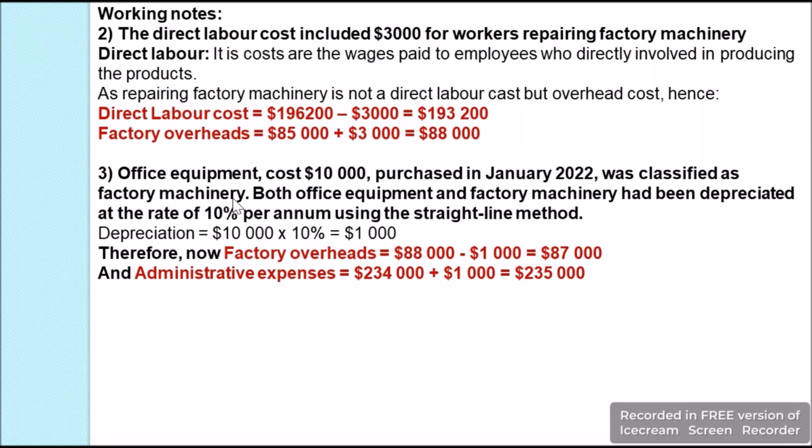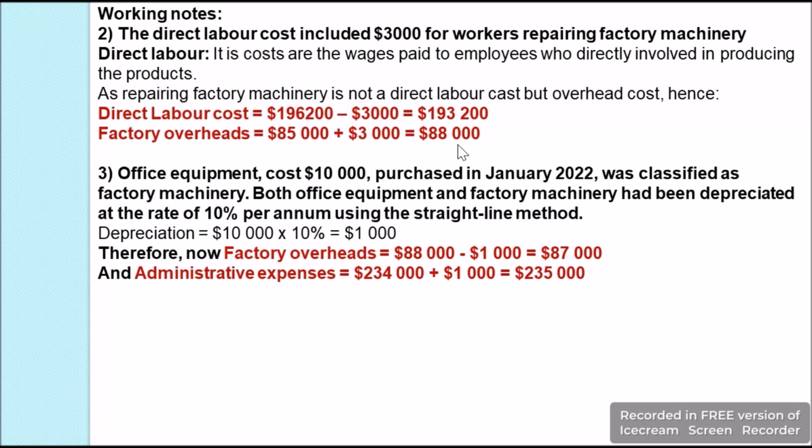You see here, this machinery which was office equipment was considered as our factory machinery. As it was considered factory machinery, the depreciation for this machinery, that is 10% of 10,000, is $1,000. This was included in the factory overheads, and it should not be included there. It should be in the administrative expenses, and this should be a part of the profit and loss account, not a part of the manufacturing account.